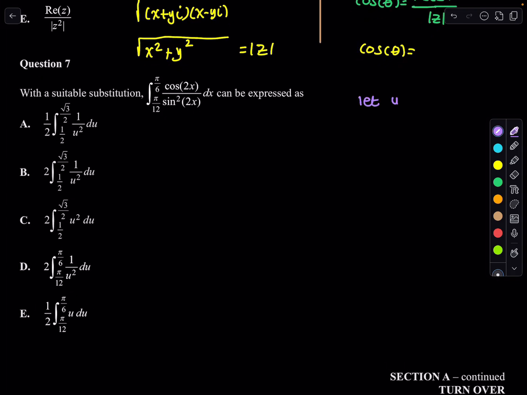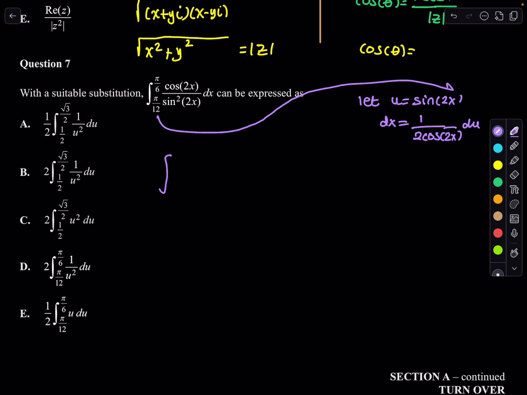What you're going to do is use substitution. Let u be the bottom function, sine 2x, and differentiate. So dx is 1 over the derivative of sine 2x, which is 2 cos 2x, of course, don't forget the du. Let's re-express this whole thing in terms of u. I'm going to put pi on 12 in here. Pi on 12 times 2 is pi on 6. What's sine pi on 6? A half.